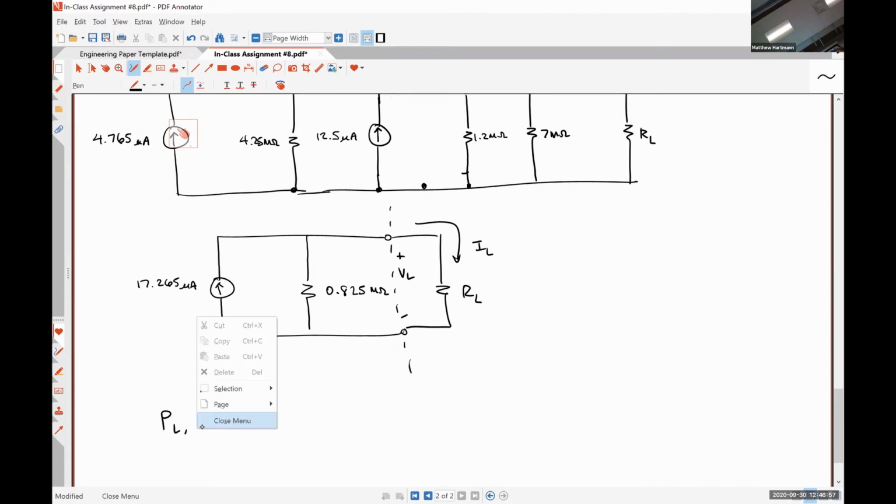PL max. What's going to happen when we multiply VL times IL in this circuit above? VL is going to be our source current, so I'm just going to write it as IS right now, times those two resistors in parallel, which, since they're equal, are both RS.